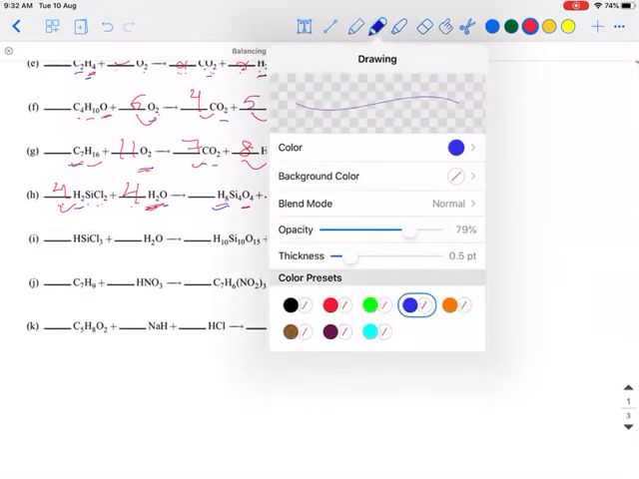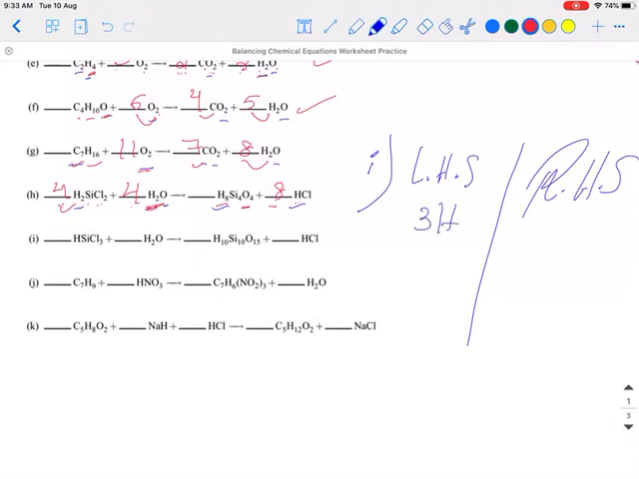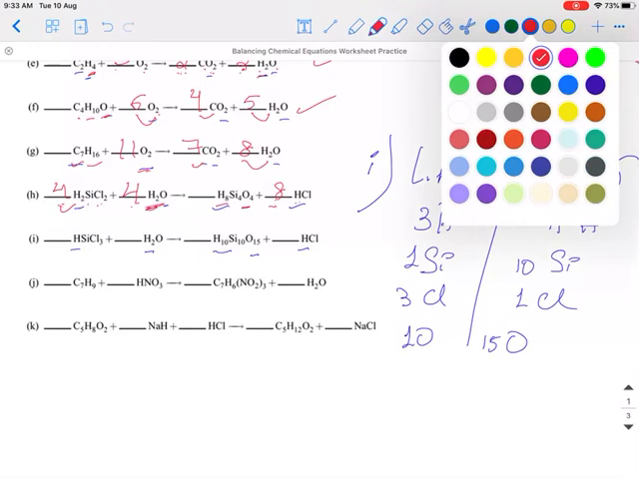We will move to part I. Again, left hand side and right hand side. On the left hand side we have 3 hydrogen, 1 and 2, 3. We have 1 silicon, we have 3 Cl and 1 oxygen. Alternatively, on the right hand side we have 10 hydrogen and 1, we have 11 hydrogen, we have 10 silicon, we have 1 Cl and we have oxygen, which is 15 oxygen.